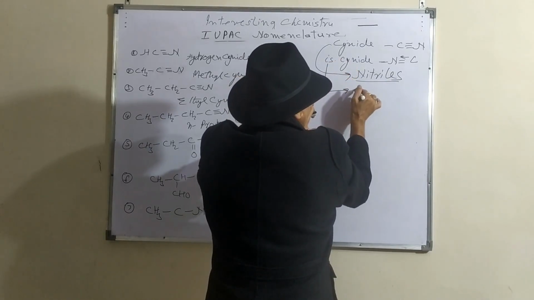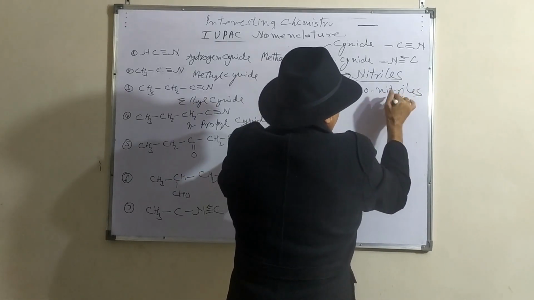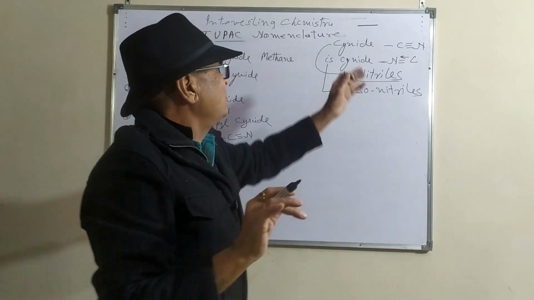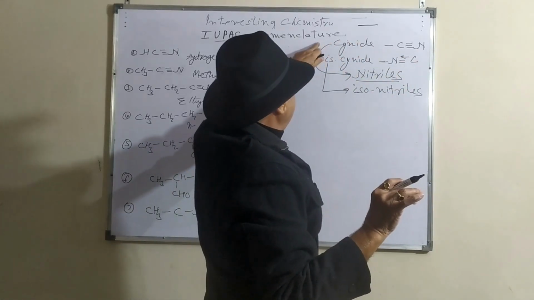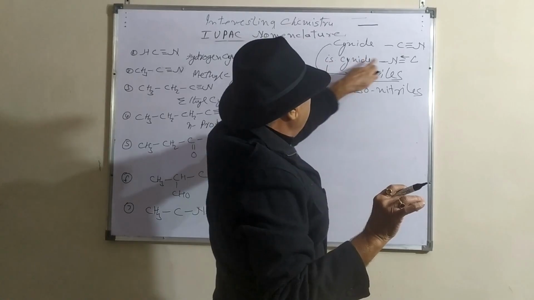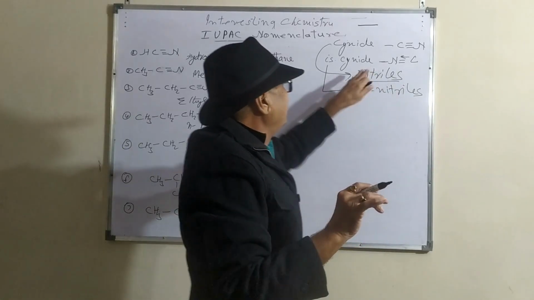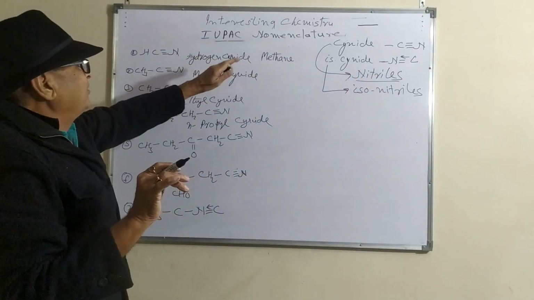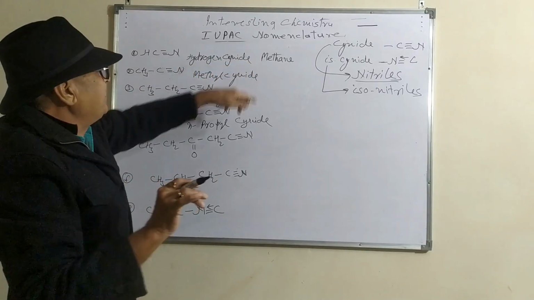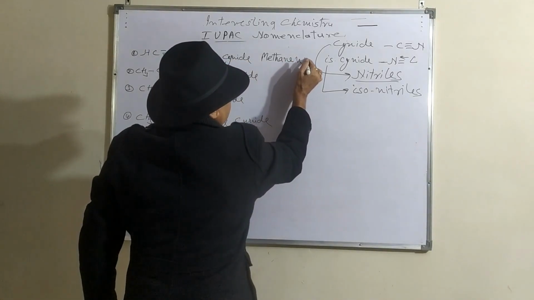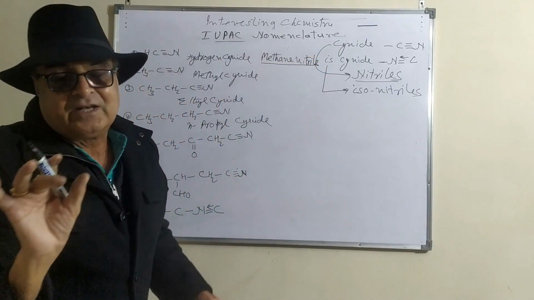And the isocyanides are called isonitriles. So there are two types. One is where the carbon and nitrogen are bonded in this manner, C≡N; they are cyanides or nitriles. When the carbon and nitrogen are bonded the other way, then they are isonitriles. So I am telling you about the nomenclature of these cyanides. HCN has only one carbon, so it is methane nitrile. The name of this compound will be methane nitrile.